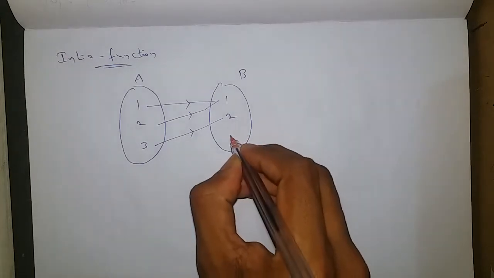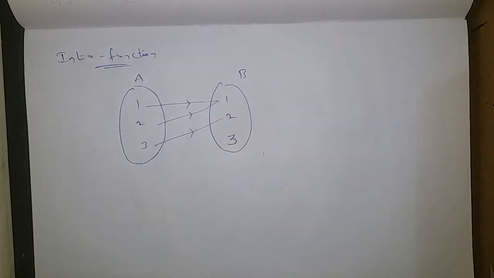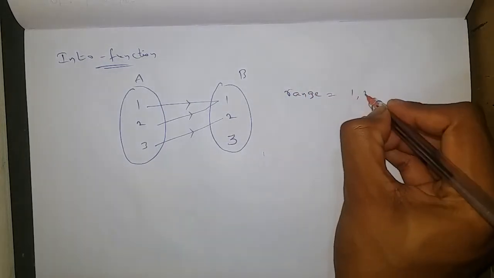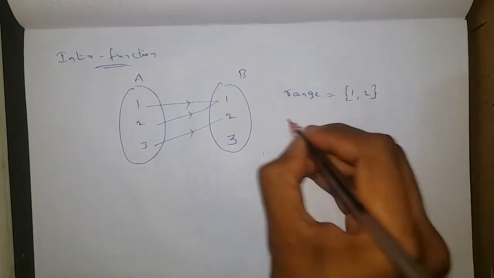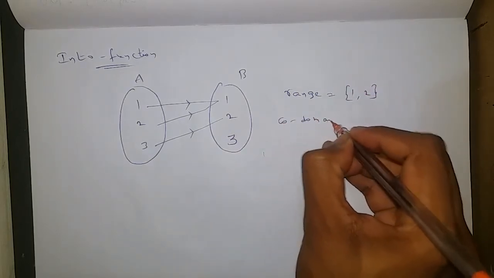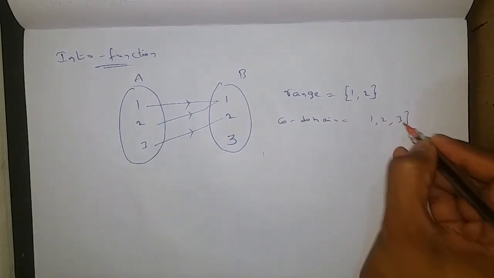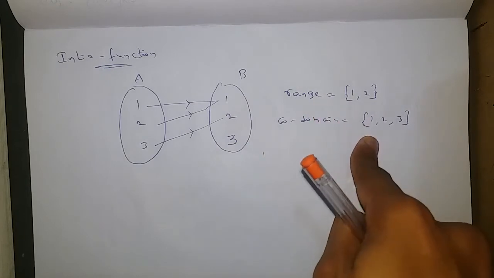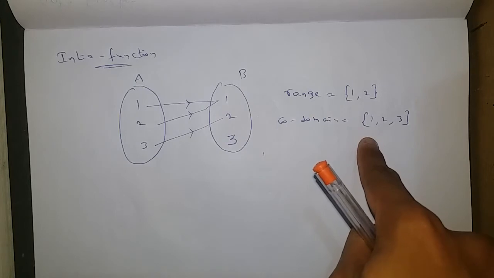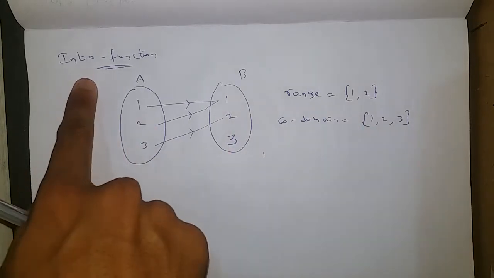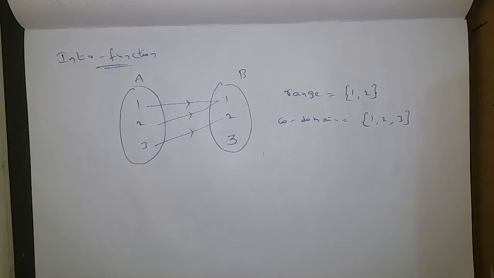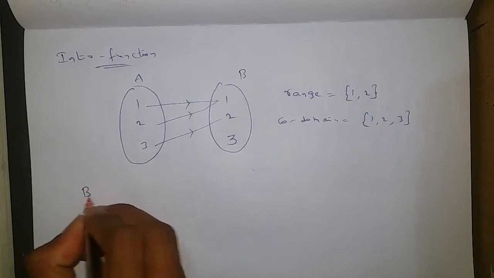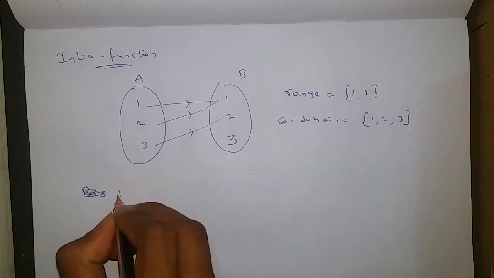In case if one more extra element is there in the set B, now here the range is 1 comma 2, but codomain is 1 comma 2 comma 3. In this case, range is not equal to codomain. If range is not equal to codomain, then that type of function is said to be into function. And next type of function is bijective function.